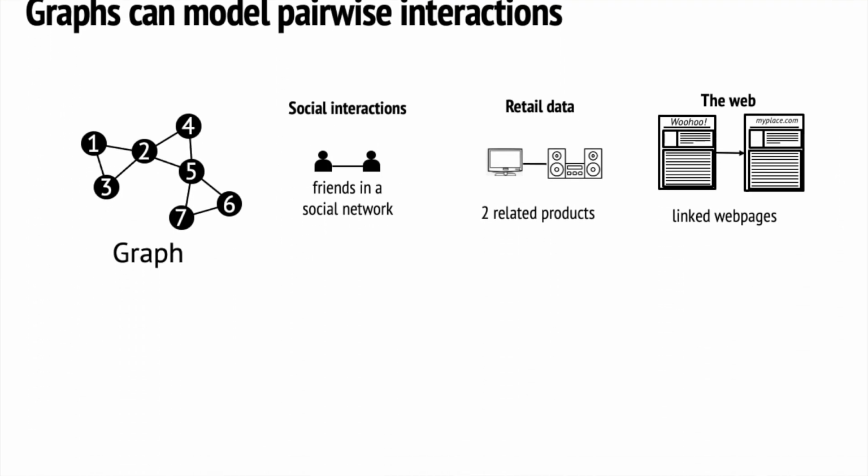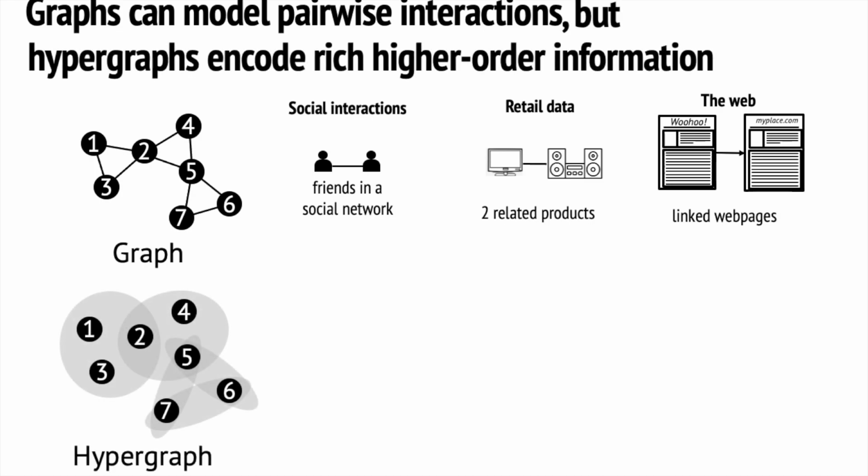If you're watching this video, chances are you agree with me that many web-based datasets can be modeled by a graph. Graphs can model things like friendships in a social network, co-purchased retail products in an e-commerce dataset, and links between different web pages. However, many of these datasets are characterized by multi-way interactions and may be better modeled by a hypergraph, which captures multi-way relationships using hyperedges that involve possibly more than two nodes at once.